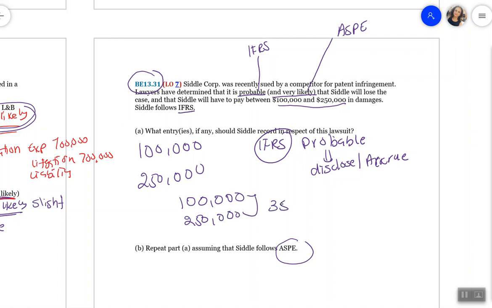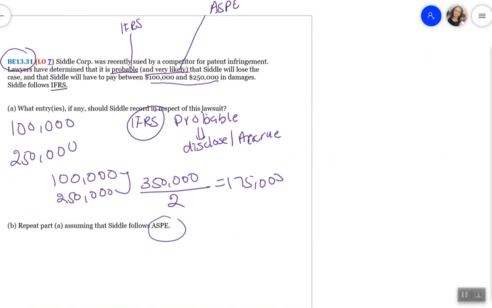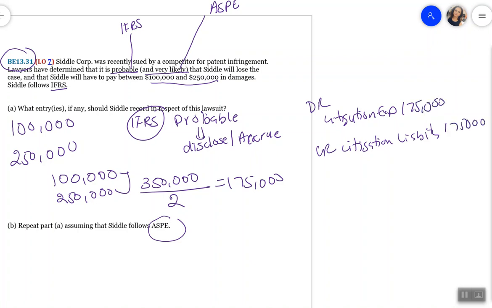We're going to add them together, which is 350,000 divided by 2, which is 175,000. So when we're recording an accrued liability, we are going to do litigation expense and a litigation liability. This will be my debit entry, and this will be my credit entry of 175,000. That's the entry we're going to do.